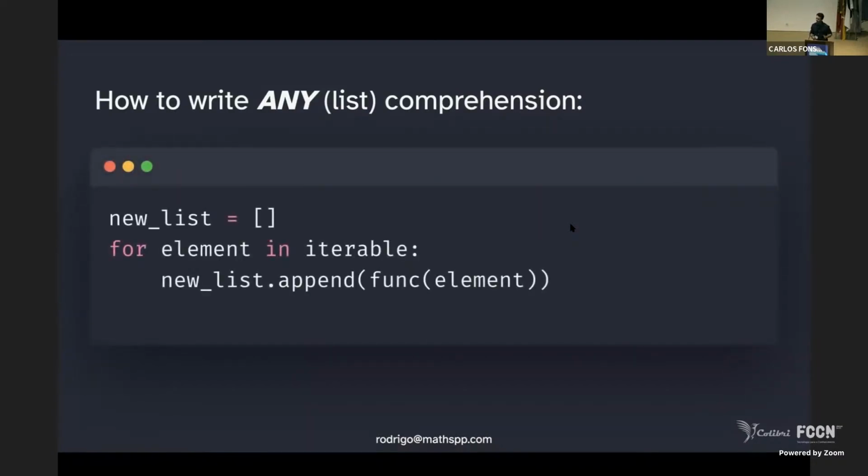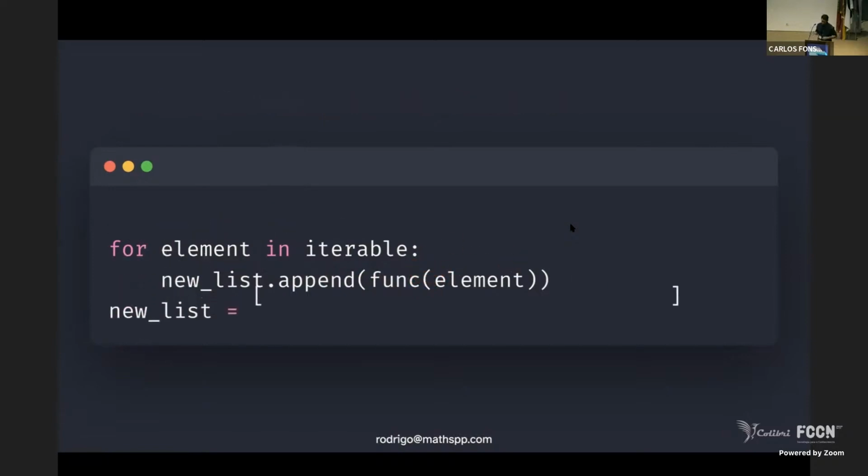Again, let's start with a loop, an empty list, an arbitrary iterable. I'm going to go through that iterable, and I'm going to append to that new list, and I'm applying some function. I don't care what it is. I'm doing something to my element. So this is a pretty generic loop.